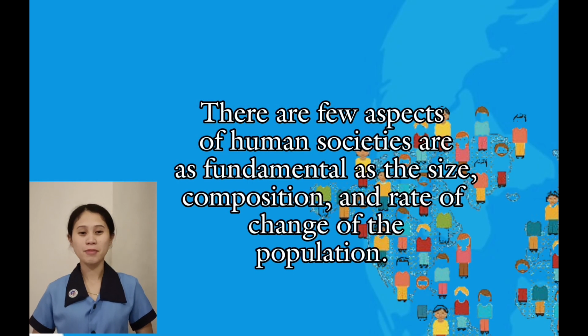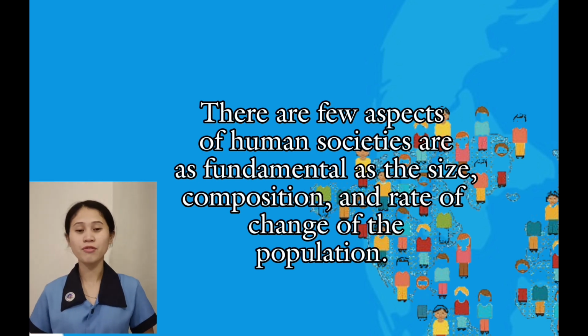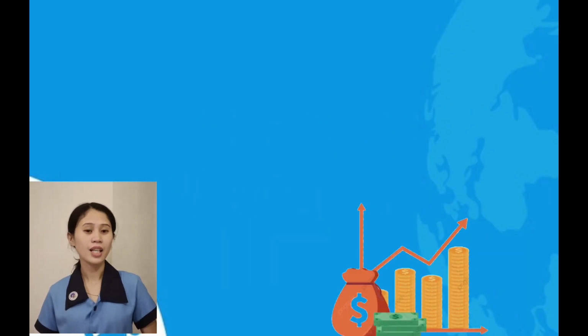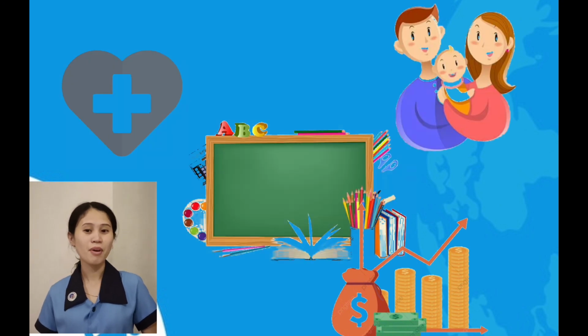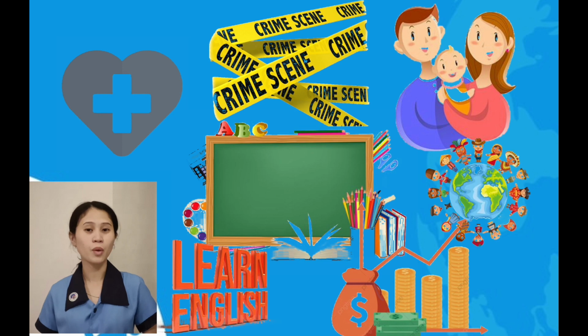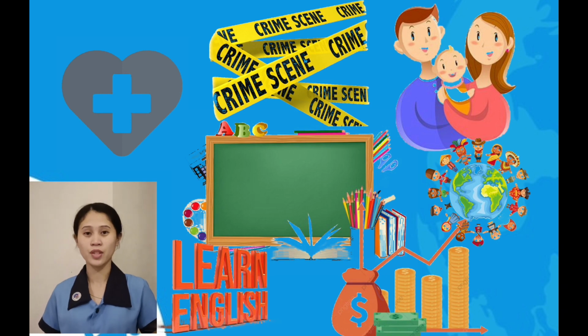Few aspects of human societies are as fundamental as the size, composition, and rate of change of the population. Such factors affect economic prosperity, health, education, family structure, crime patterns, language, and culture. Virtually every aspect of human society is touched upon by population trends.